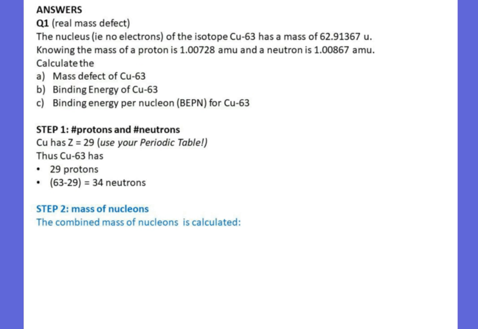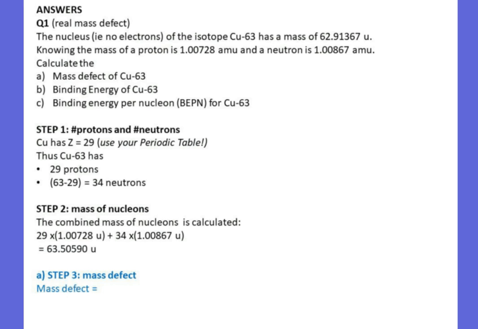What mass should these nucleons have if they were freely floating around in space, not in a nucleus? What mass should they have? We can do that pretty easily. It's just 29 lots of the mass of a proton, which they've given us up above, and 34 times the mass of a neutron, which they've given us up above. And so, in theory, the mass of these protons and neutrons should be 63.50590 atomic mass units.